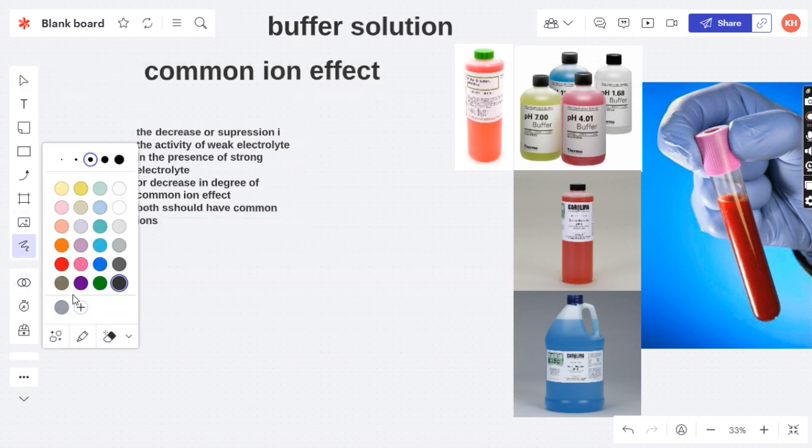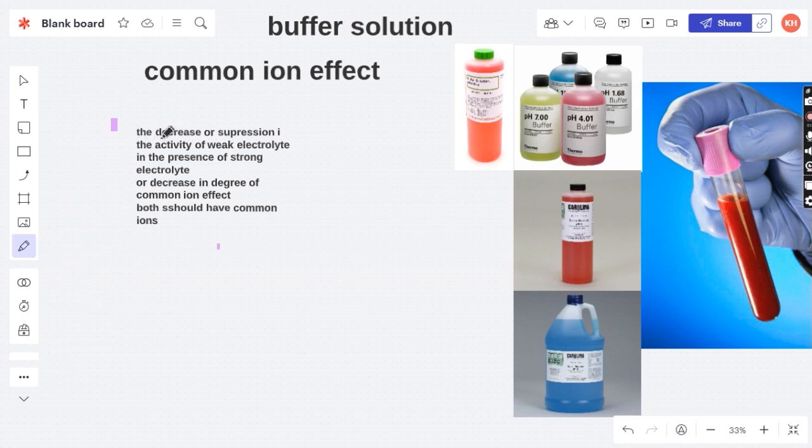Now, what does it say? Let's take the highlighter for highlighting it simultaneously. Yeah, let's take a white. It says that the decrease in the degree leads to, which means the strong electrolyte suppresses the activity of the weak electrolyte. There is an example given here. It actually disturbs the equilibrium of the weak electrolyte in the presence of a strong electrolyte, or a decrease in the degree of common ion effect.